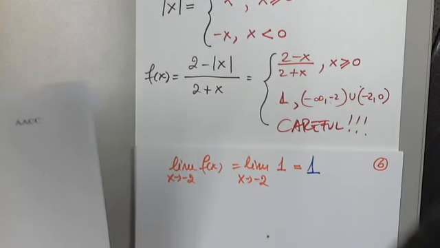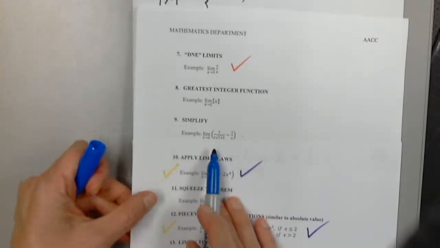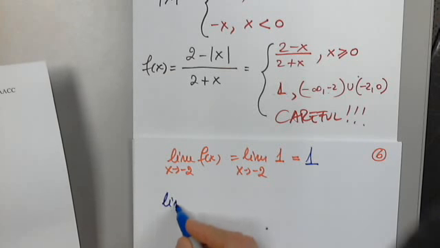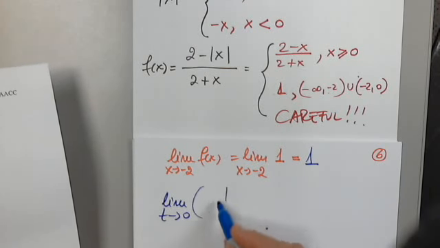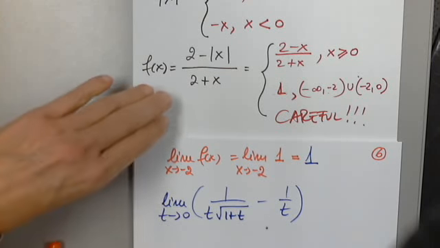Okay. One more, and then I would like to look at the squeeze theorem. So I want to work on this, at the simplification one. Limit as t approaches 0, 1 over t, the square root of 1 plus t minus 1 over t. Ready? Okay. How do we address this? What do we need to do?